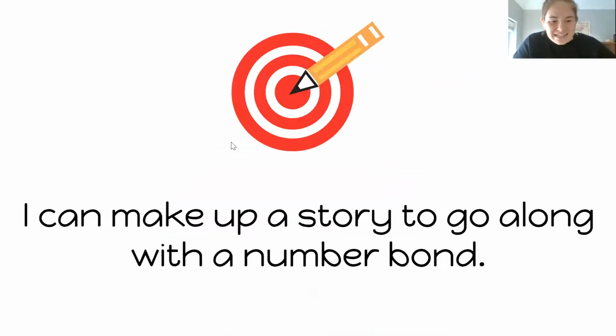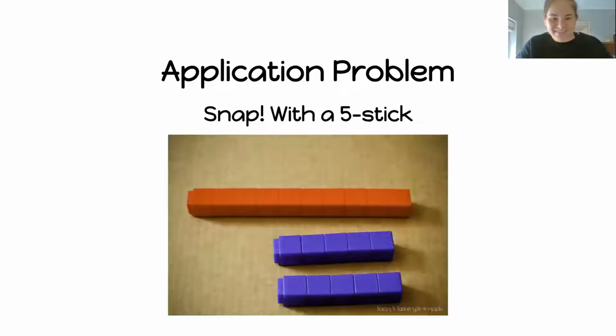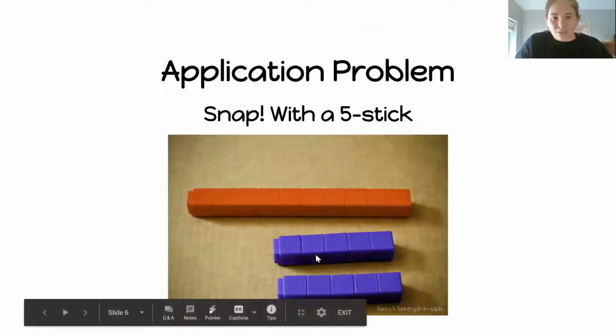So our goal today says, I can make up a story to go along with a number bond. We've been practicing a lot with our number bonds lately, and sometimes we tell stories to help us out to show what things go where in our number bond and how many we have total. Today, you're going to get some practice telling stories of your own to work on showing what your number bond shows. Pretty exciting. First, we're going to do our application problem.